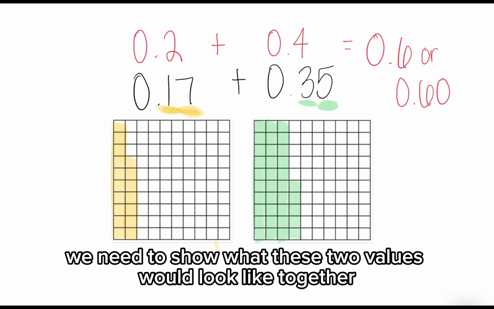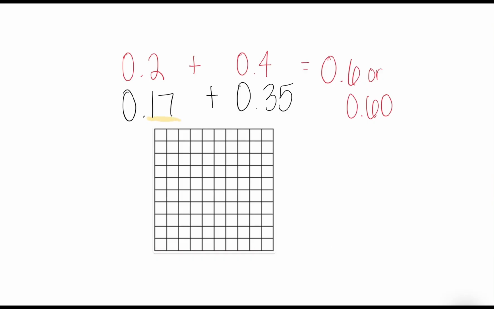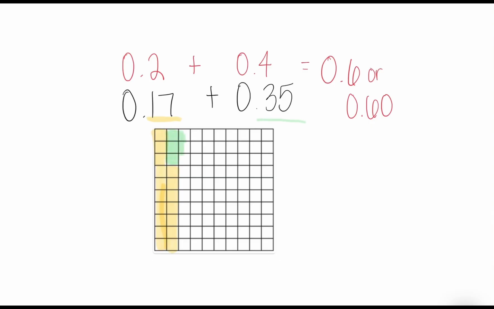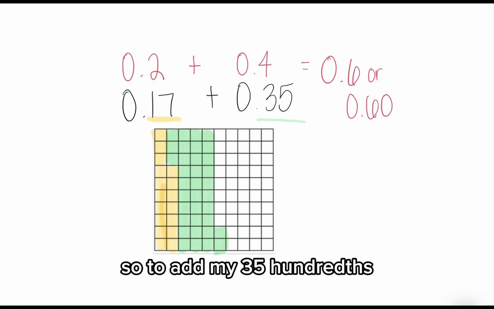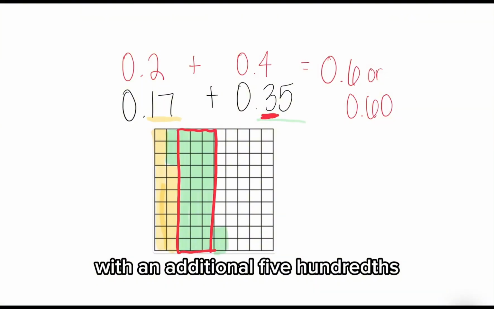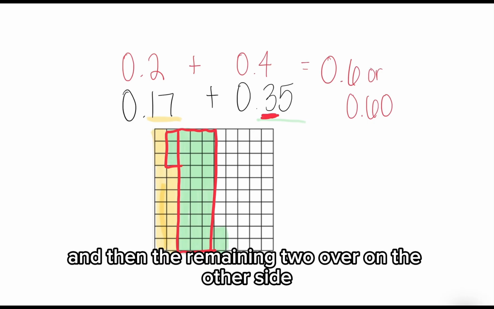Now, because we're adding, we need to show what these two values would look like together. Okay, so first I'm going to put in our 17 hundredths. Now I'm going to put in our 35 hundredths. So to add my 35 hundredths, what you'll notice that I did is I went ahead and put in my 3/10 with an additional 5 hundredths. I did 3 on this side and then the remaining 2 over on the other side.